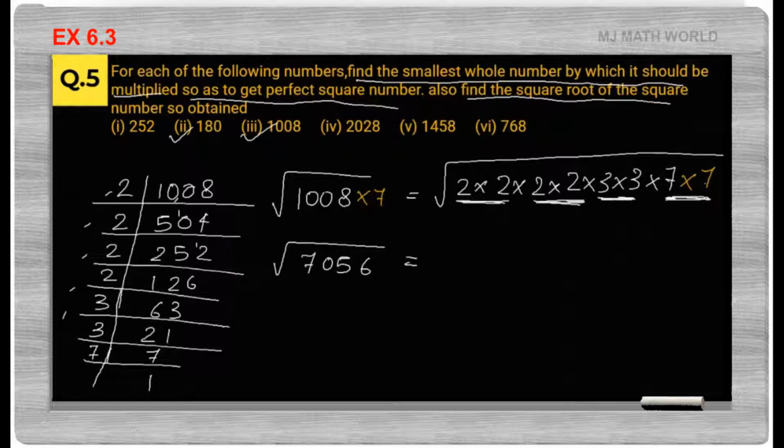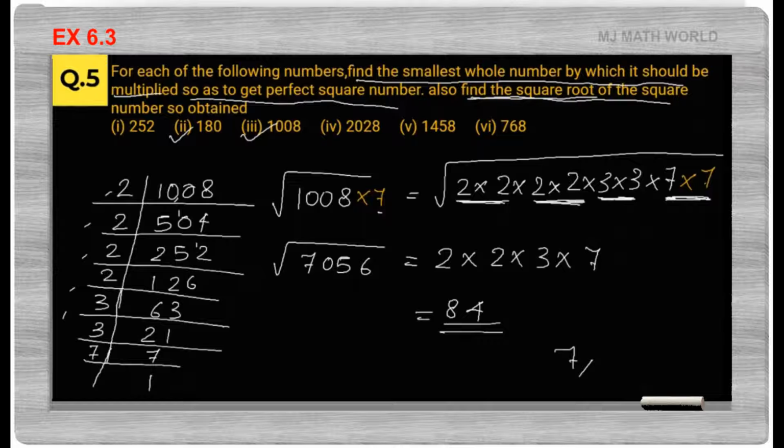We will choose one number from each pair, that means 2 into 2 into 3 into 7, which is equal to 2 into 2, 4, 4 into 3, 12, 12 into 7, that is 84. 84 is the answer. And the smallest whole number by which it should be multiplied is 7. 7 is multiplied so as to get a perfect square number. And the square root of the square number is 84. So 7 and 84 is the answer.